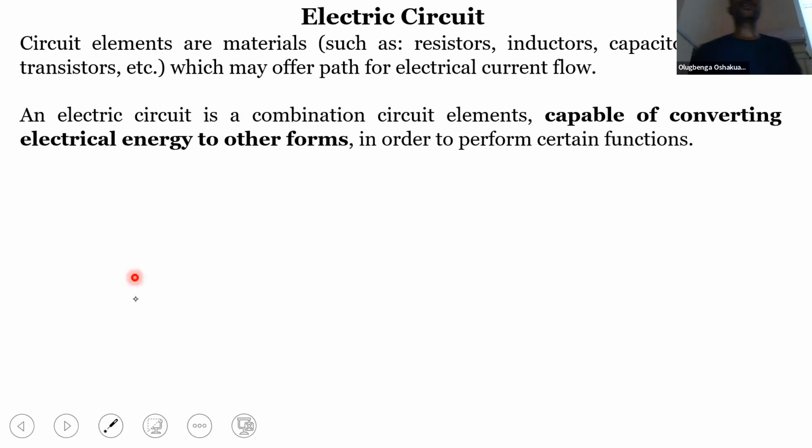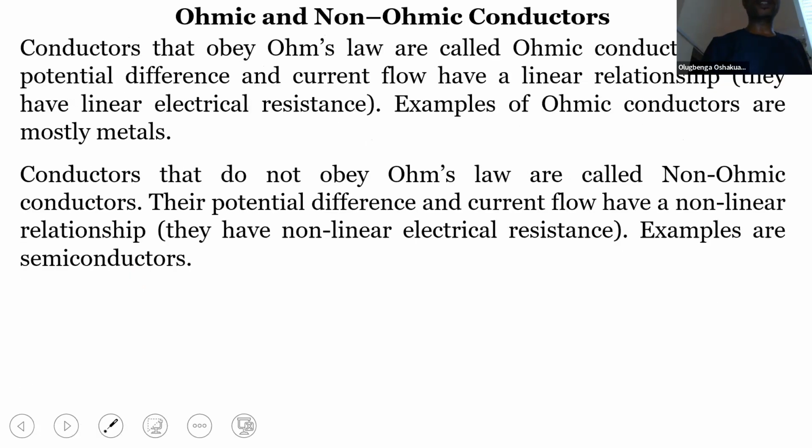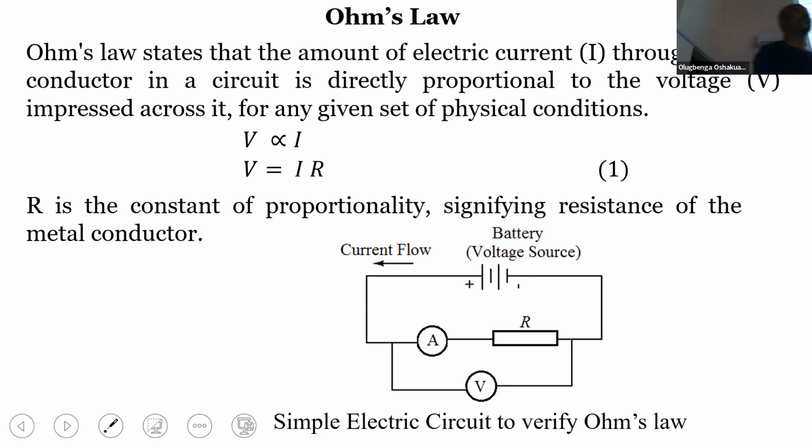So I will say a circuit is a combination of circuit elements capable of converting electrical energy to other forms of energy. Let's go back to this circuit diagram. We have a resistor there. The resistor there can be your bulb. It may be your fan. It may be your cooker. It may be your television. That is the load. So let's take, for instance, we have different bulbs.